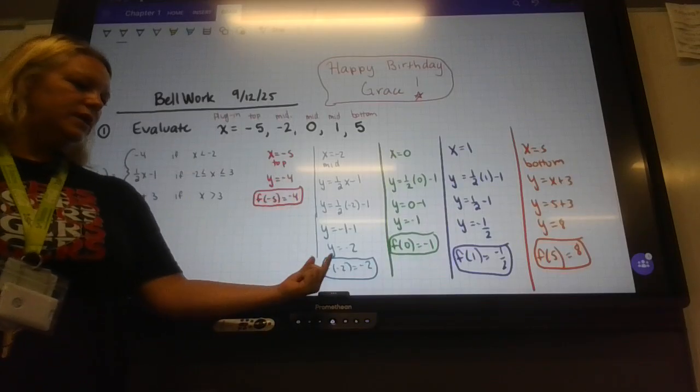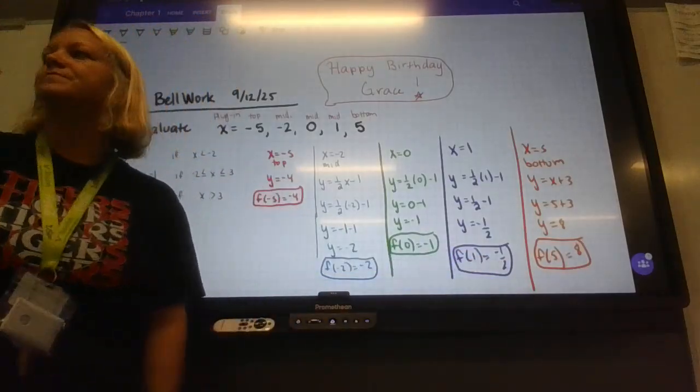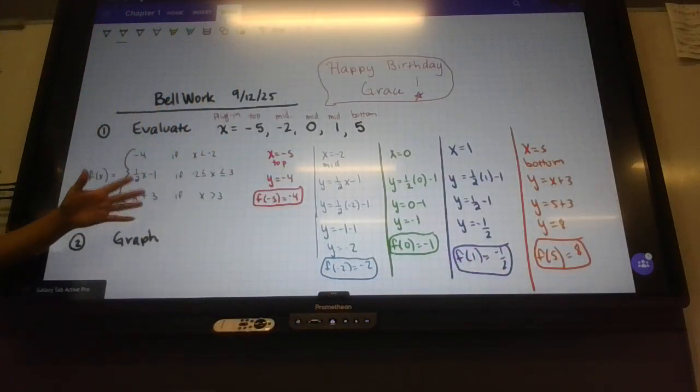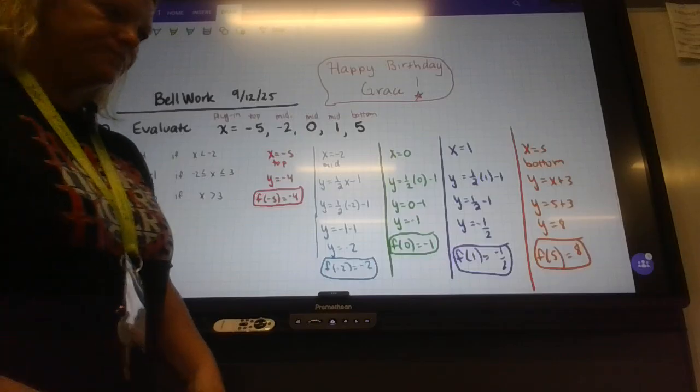This is an ordered pair, and this is an ordered pair, x and y, x and y, x and y. Our next challenge is to make a graph of this. If you have graph paper, great, use it. It'll be a little easier with graph paper. If you don't, you're doing it on lined paper.